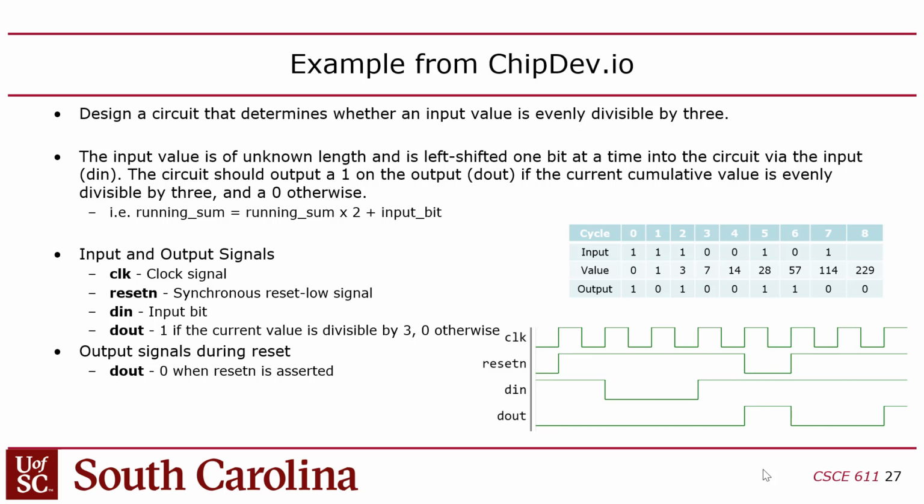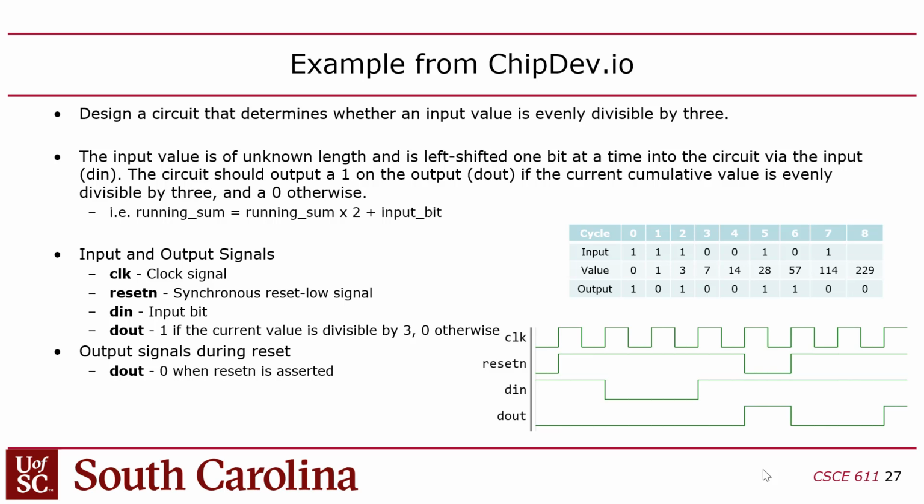So that's what I'm trying to show here. I start out with 1. If I put a 1 in, my input is 1, I'll get 1. If I put another 1 in, I'll get 3. If I put another 1 in, I'll get 7. But then if I put 0 in, I'll go from 7 to 14. And if I put another 0 in, I'll get 28. And if I put a 1 in, I'll get 57, because 28 times 2 is 56, and then I add 1 to get 57. Then if I put 0 in, I'll have 114. If I put a 1 in, I'll get 229. So that's how the input works.